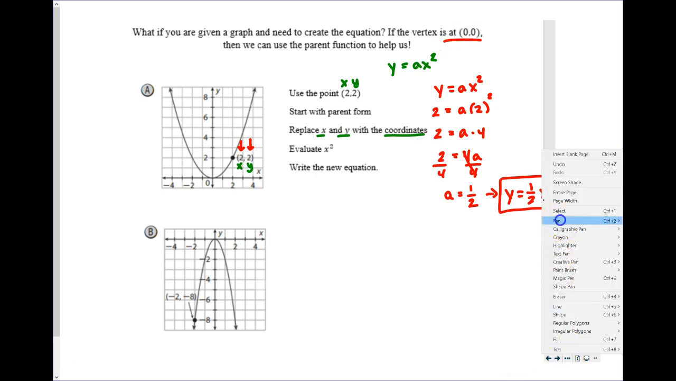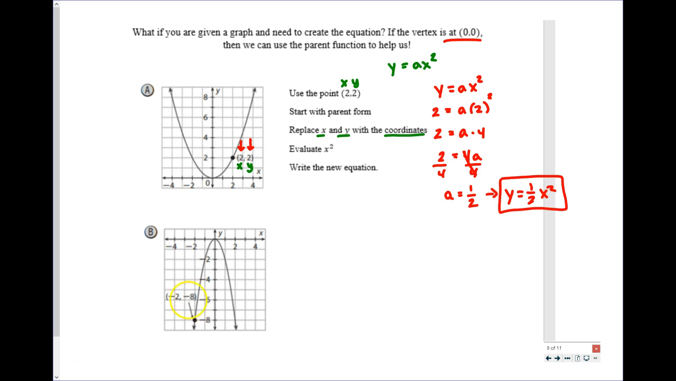So on this next one, I'm going to do the same thing. I'm going to label, here's my parabola, and here are my points, x and y. Okay? I'm going to start off with my parent, y equals ax squared. And then I'm going to plug in for x and y, -2 and -8.